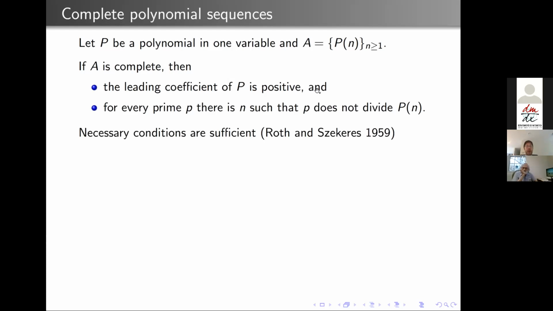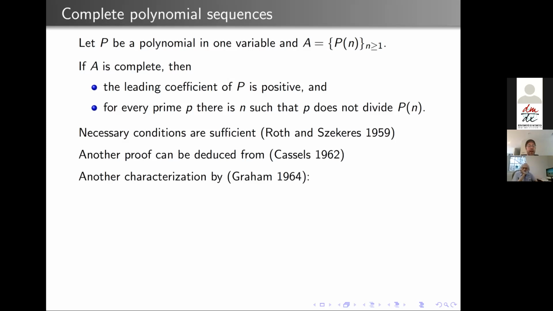These two simple necessary conditions were shown to be sufficient by Roth and Szekeres in 1959. Another proof using the circle method was done by Cassels in 1962. It's a nice analytic proof. And there was an elementary proof of this result by Ron Graham, since these earlier proofs were analytic. And in fact, Ron Graham proved a little bit more, and he gave a different characterization.